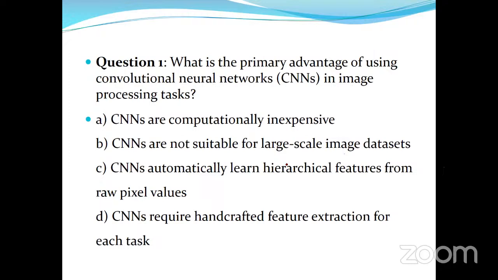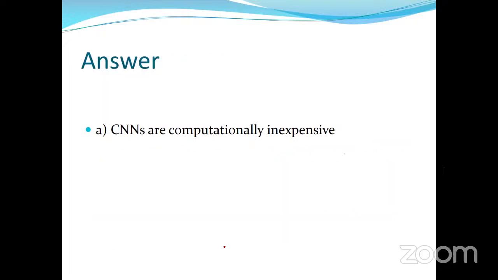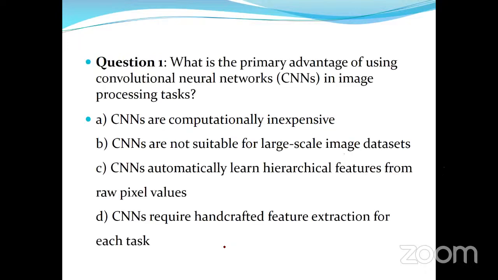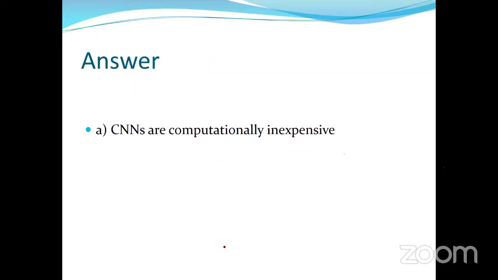Shall we see the answer? So the answer is CNN is computationally inexpensive. So that's why we are choosing CNN. Even though it can automatically learn hierarchical features from raw pixel values, it is actually computationally inexpensive. So the answer is A.